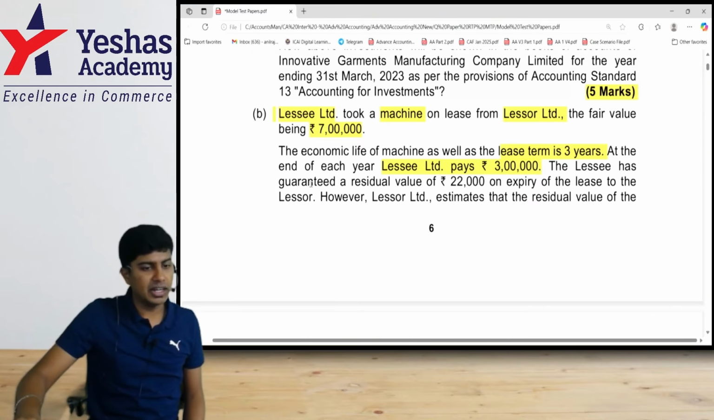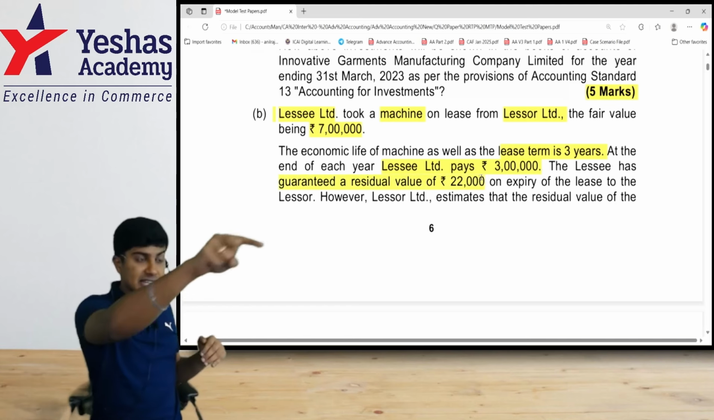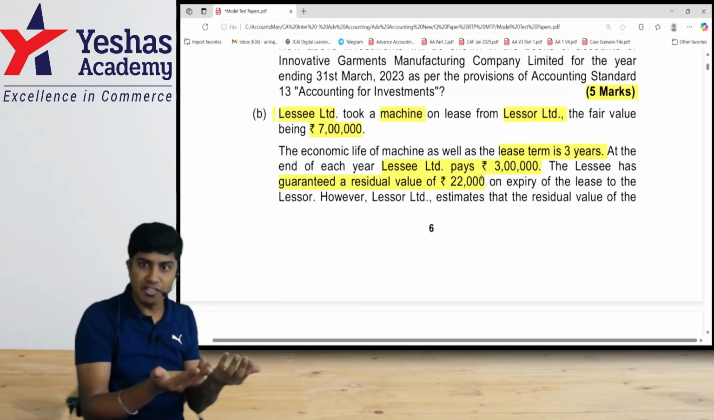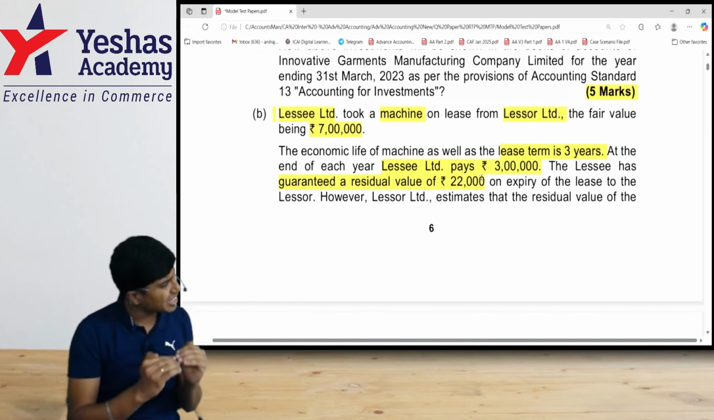Okay. Then at the end, you have promised to pay me 22,000. At the end of the lease, lessee has a right to buy the asset from the lessor. The price is lower than fair value.